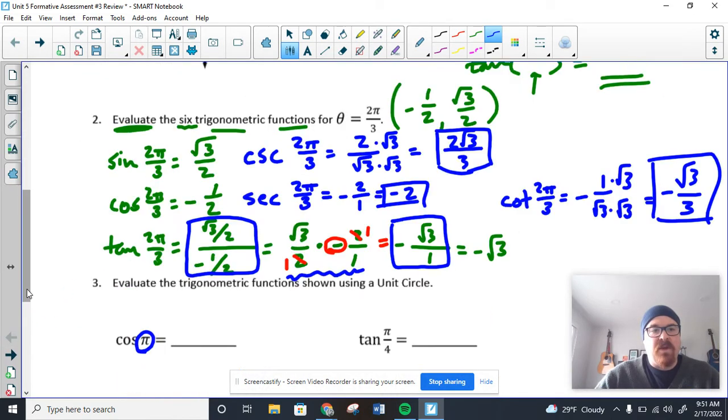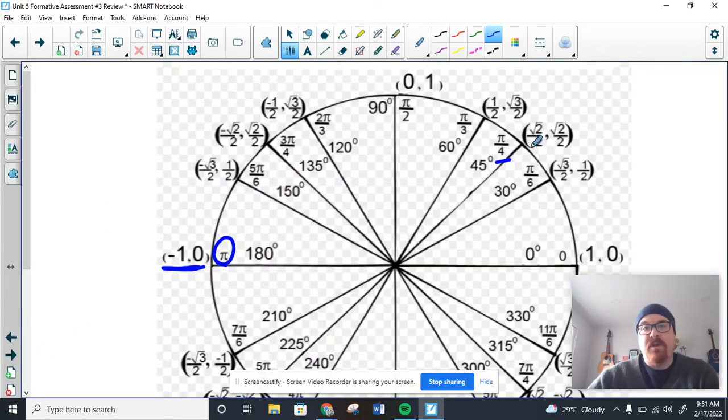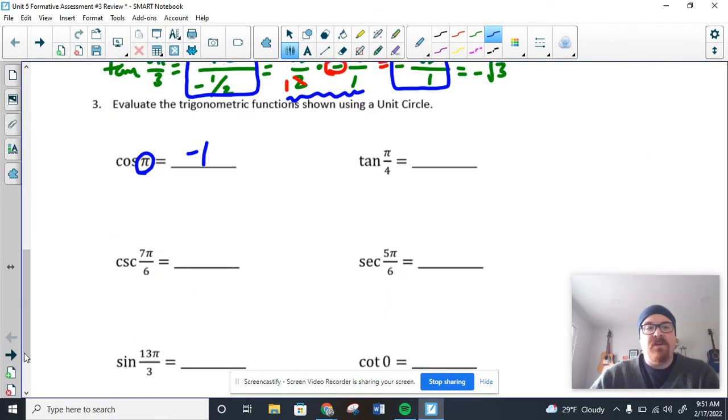How do we evaluate cosine for an angle? We just copy and paste the x coordinate. That's it. -1. Done. Tangent. How do we evaluate tangent? First of all, find the angle. Where's pi over 4? Right here. Here are the coordinates. How do we evaluate tangent? We evaluate tangent by taking the y coordinate and putting it over the x coordinate.